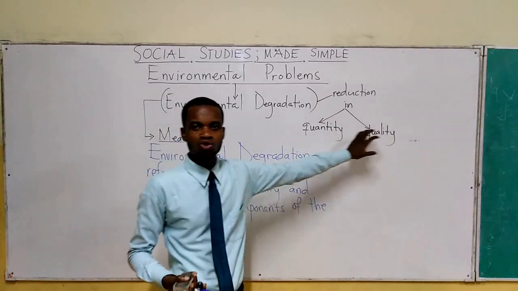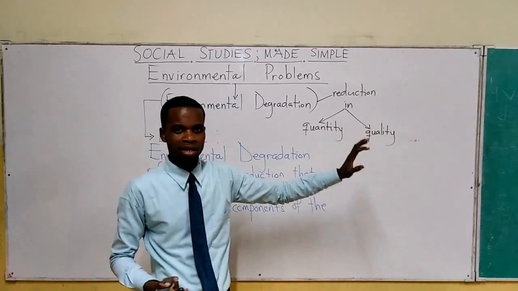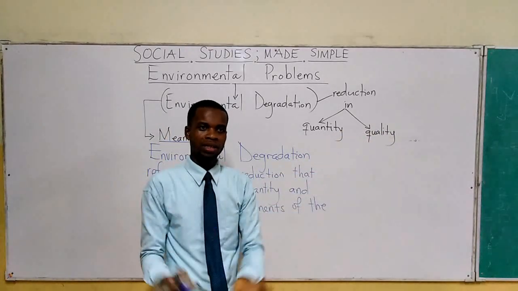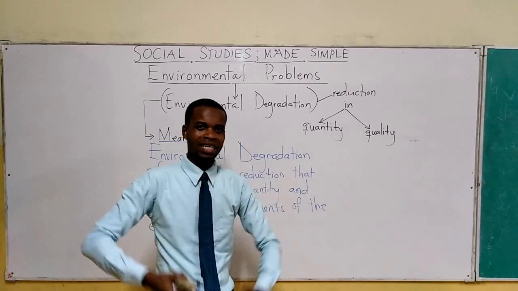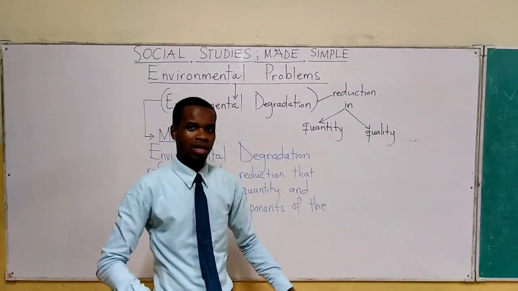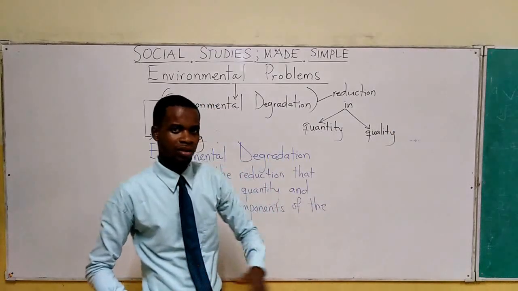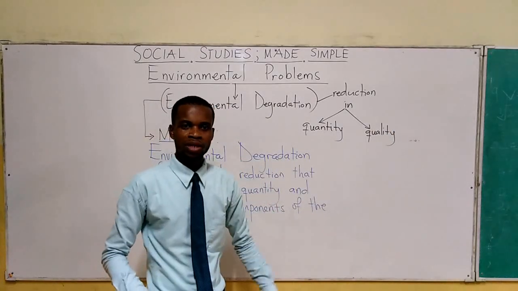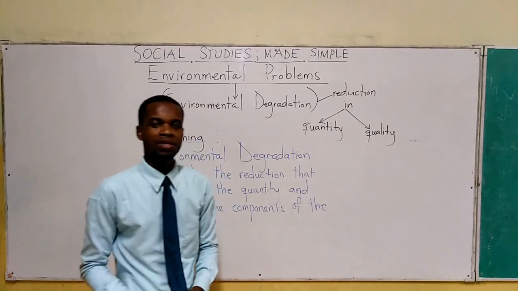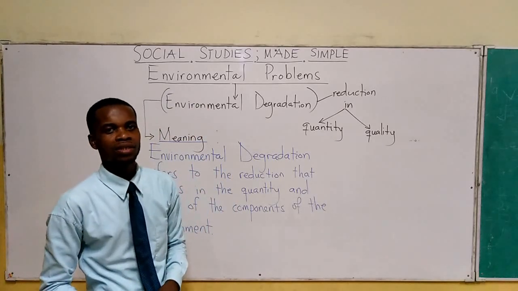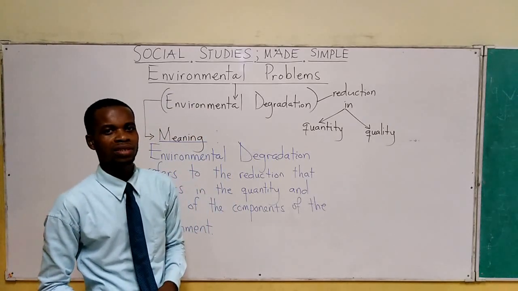So when we put these two words together, quantity and quality, we can form a statement and say that the reduction that occurs as far as this and this are concerned is what we refer to as environmental degradation. I hope you got that definition. Good.